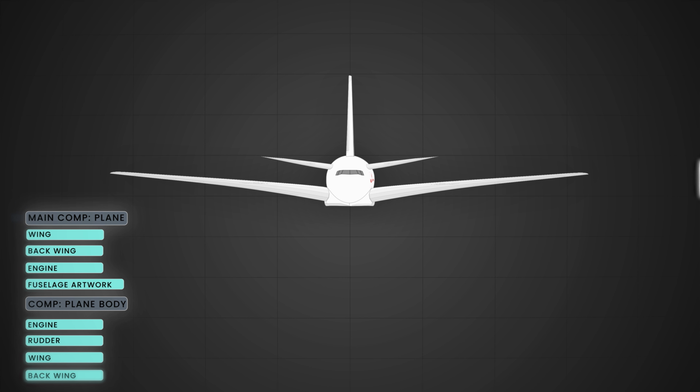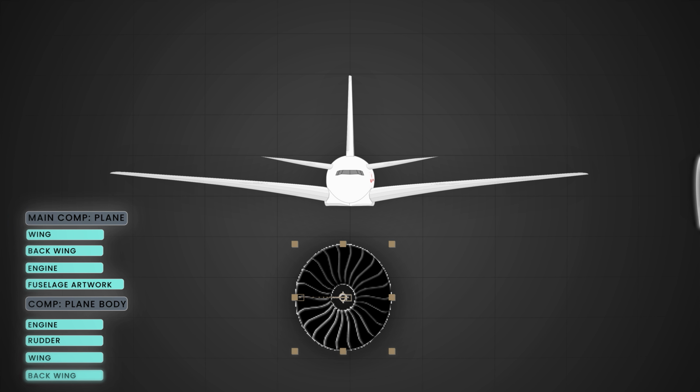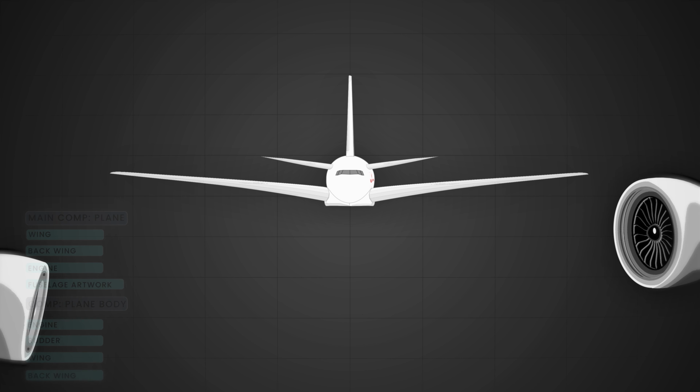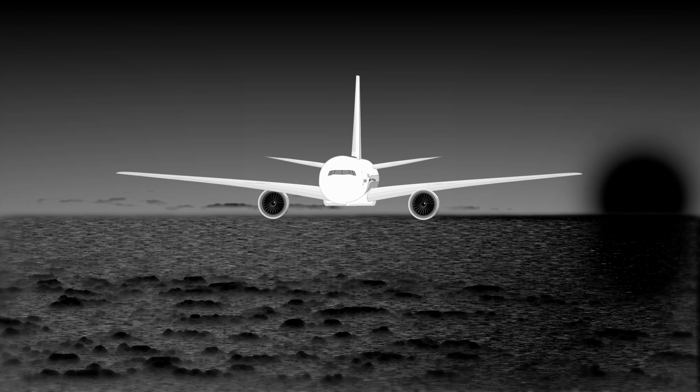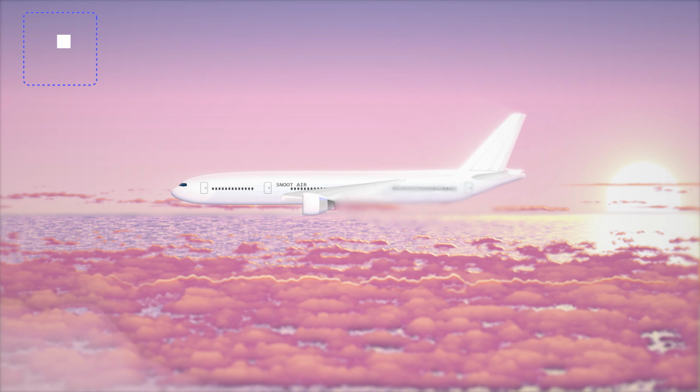For the engines, I created a square comp with rotating fans and scaled that comp only on the horizontal scale, and did more of the solid shaping work for the engine casings. And now we're ready to ship the airship.